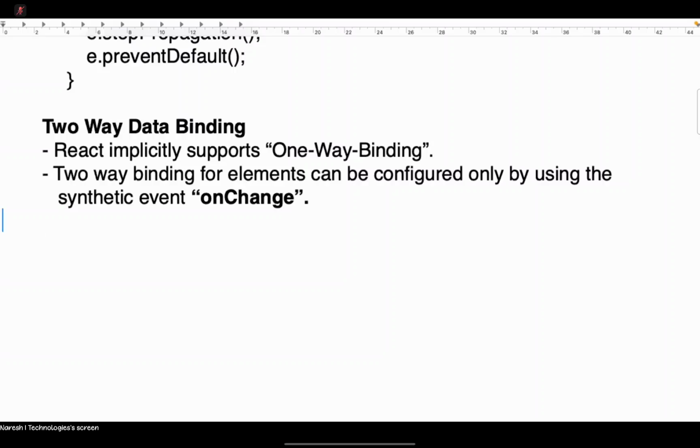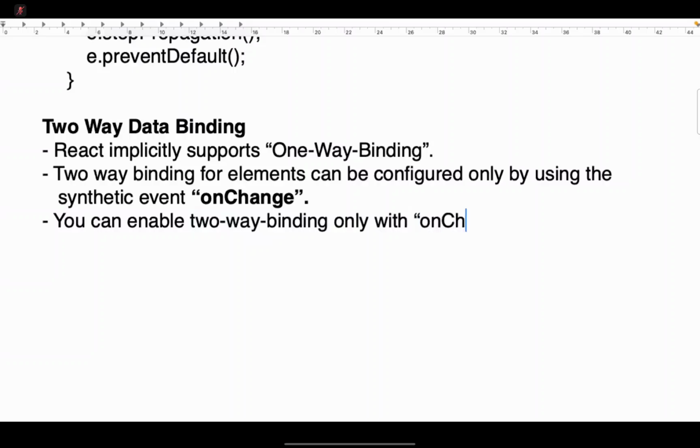So what is the point here? You can enable two-way binding only with onChange. You cannot use others. Generally in JavaScript, two-way binding can be done with any event. Any event can manage two-way, but not in React. In JavaScript, any event can manage two-way. I will show you both; we will see the differences.